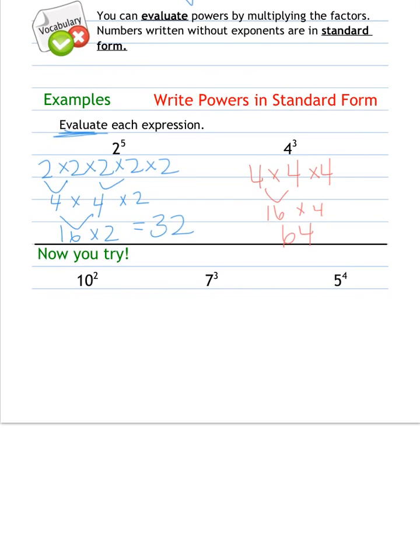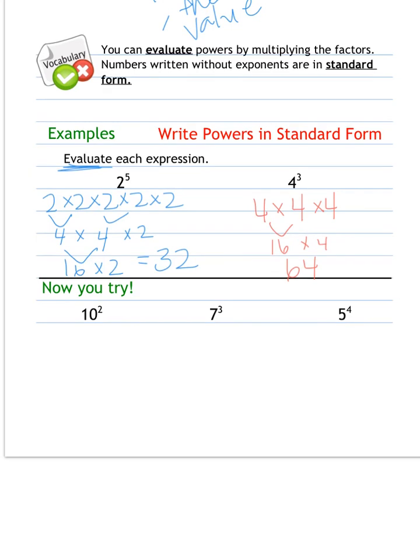Okay, there's a few more down here that you can try and then come back and check and see if you've got it right. 10 to the power of 2, so we are taking 10, multiplying it by 10, which equals 100.